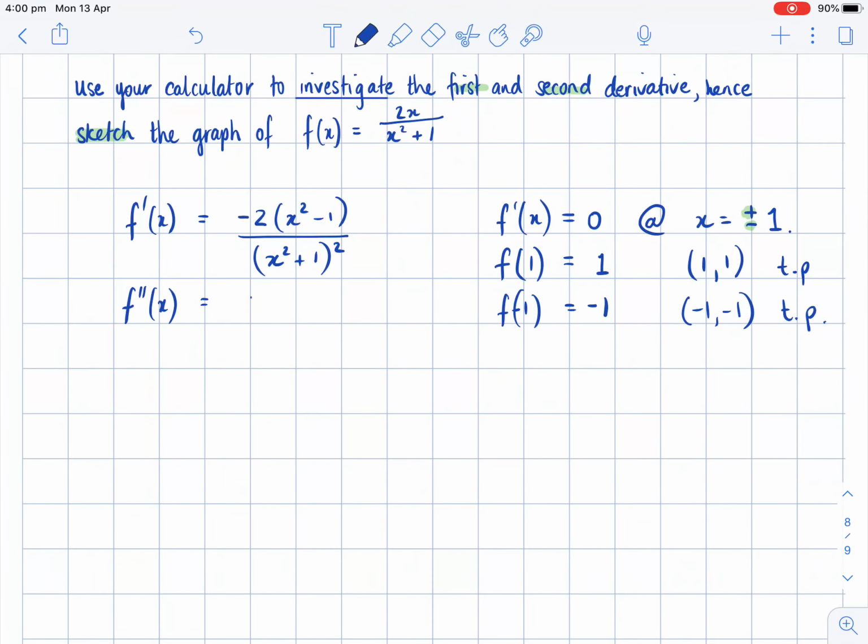Let's see how I go. We got 4x times (x squared minus 3) divided by (x squared plus 1) to the power of 3.